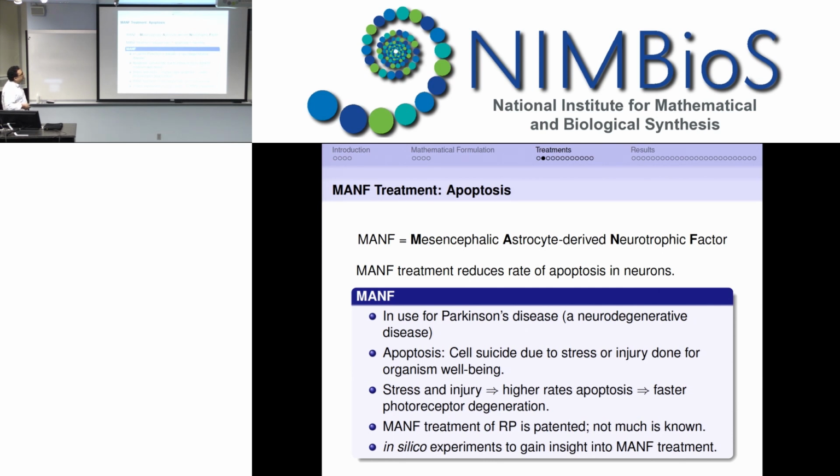For the MANF treatment, it reduces the rate of apoptosis in neurons. Apoptosis, if you've never heard the term before, is cell suicide due to stress or injury, done for the greater good of the community, in this case, the greater good of the whole organism. Stress and injury lead to higher rates of apoptosis, and the MANF treatment of retinitis pigmentosa is patented, but not much is known. What we're doing in all of these experiments is carrying out in silico experiments, which essentially means that we're using mathematics and computers to model some of this phenomena.